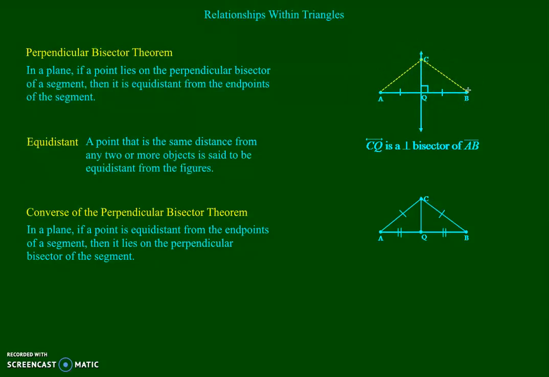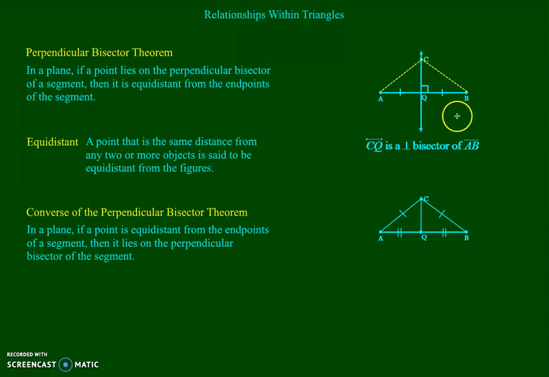Now, equidistant, of course, means a point that is the same distance from any two or more objects. So this point is equidistant from these two points because it's the same distance from here to here. Just as Q is equidistant from the endpoints. QA and QB are congruent, so it is equidistant from those endpoints.